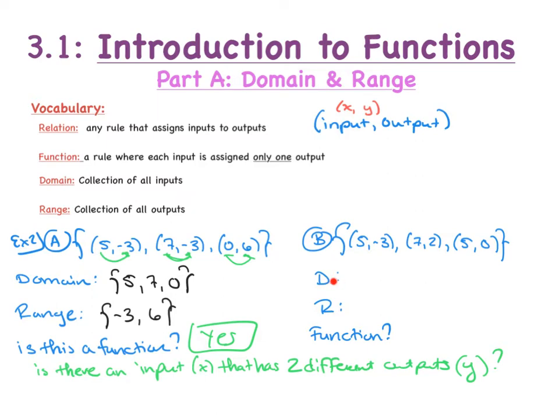So the domain of this function is just the inputs. So that would be, the domain of this relation is just the inputs. See, I use the word function. The input 5, the input 7, and I don't need to list the input 5 twice. So range then. Range would be the output -3, the output 2, and the output 0.